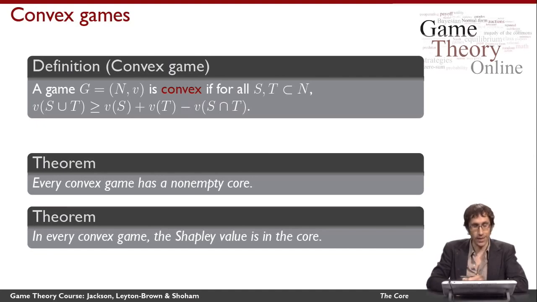Secondly, even better, the Shapley value is in the core for convex games. And so that means that for these particular games, dividing the value of the grand coalition in a way that is stable and dividing the value of the grand coalition in a way that is fair are not goals that are at odds with each other. So in these games, it's possible to do both.